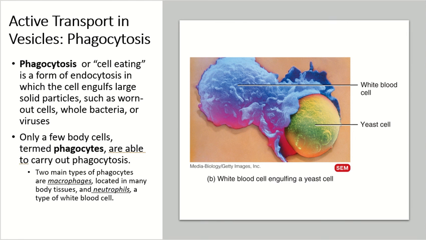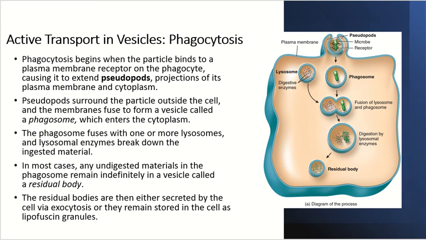Only a few of the body's cells are able to do this whole process of phagocytosis, and these cells are called phagocytes. These are, like we said, cells that are able to carry out phagocytosis. The two main types of phagocytes are going to be macrophages that are located in the body's tissue, and then neutrophils, and these are a type of white blood cell that are going to be really important in immune response. So, looking at the steps that are involved in phagocytosis.